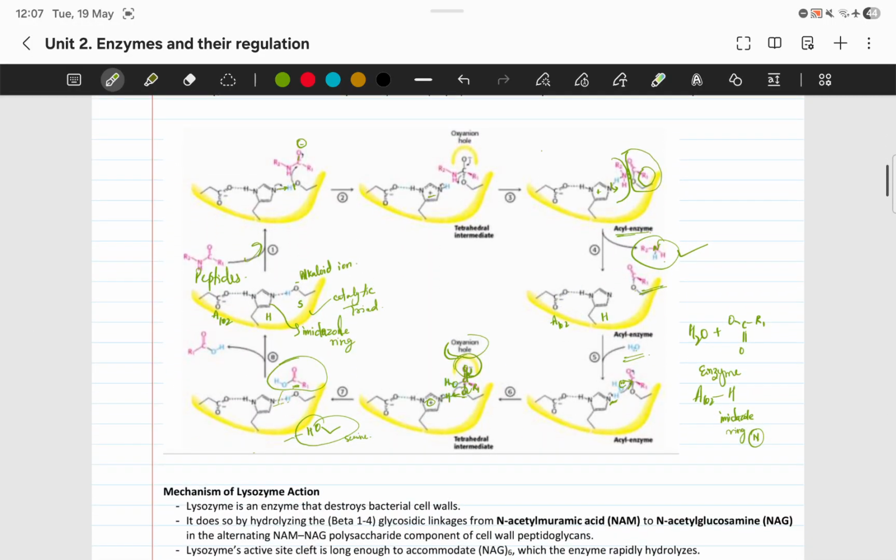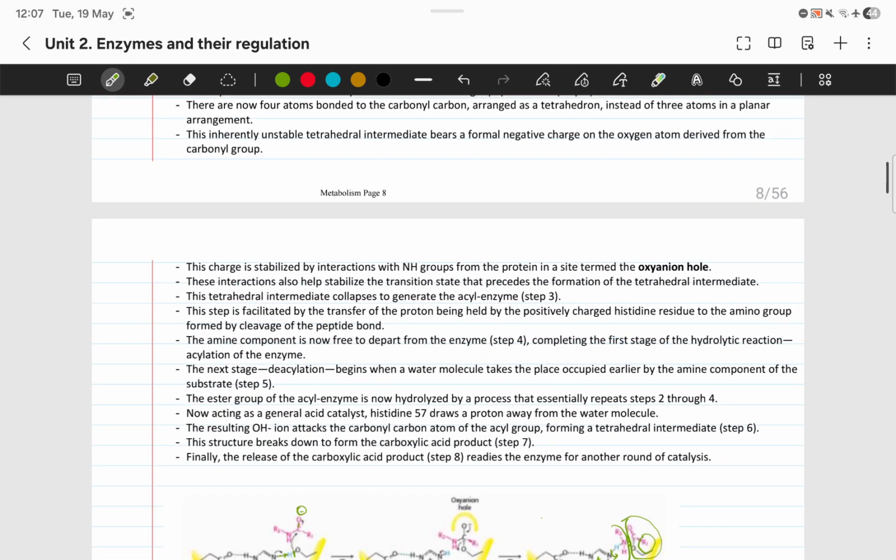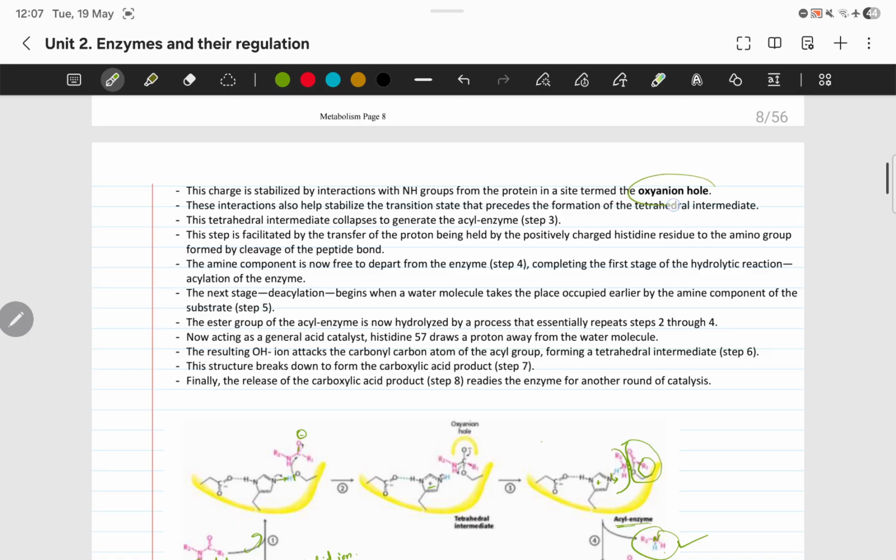I hope I try and write this down. So mechanism, negative oxygen, the tetrahedral intermediate collapses and generates acyl. Oh my god, it's so verbose, and I don't like this. The next stage, deacylation, begins with water molecules taking occupied, blah blah blah.